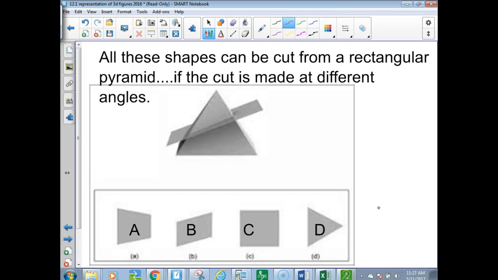This one is at the bottom of your paper. All these shapes can be cut from a rectangular pyramid if the cut is made at different angles. Now, if it was made this way, which one is it? Good job, because this is shorter than down here.